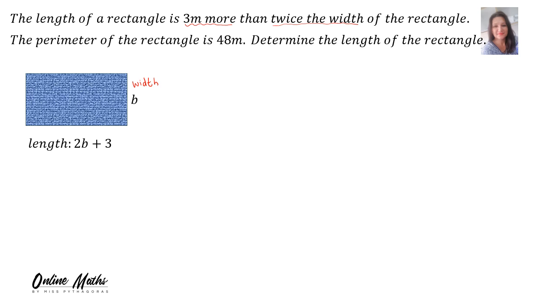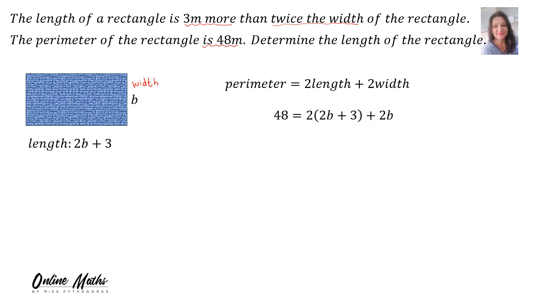The perimeter of the rectangle is 48 meters. You have to know the formula for the perimeter of a rectangle, and that is perimeter equals 2 length plus 2 width. Now we can substitute. In perimeter's place, we substitute the 48 equals 2 length. And remember, we said the length was 2b plus 3. And there I substituted in plus 2 the width. And remember, the width we assigned a b to the width.